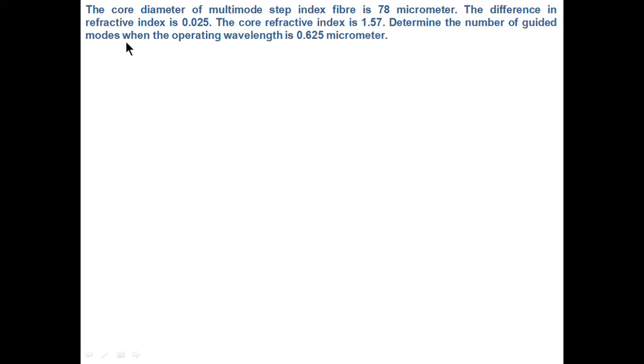Determine the number of guided modes when the operating wavelength is 0.625 micrometer. The core refractive index is given. Only one parameter is given in the case of N1 and N2. N1 is given, N2 is not given, but the difference is given. And you have to now determine the number of modes. How many modes can this particular optical fiber accommodate when light of wavelength 625 nanometer or 0.625 micrometer is used? Some red color probably. You had already done experiments in your laser diffraction experiment. 625 corresponds to more or less a red or orange color laser.